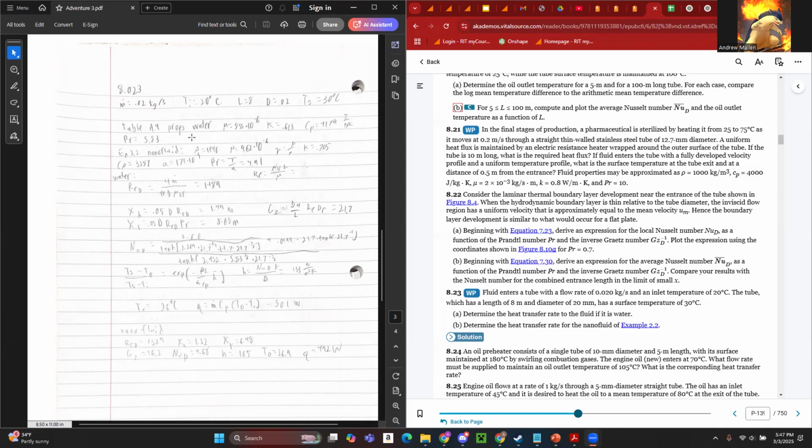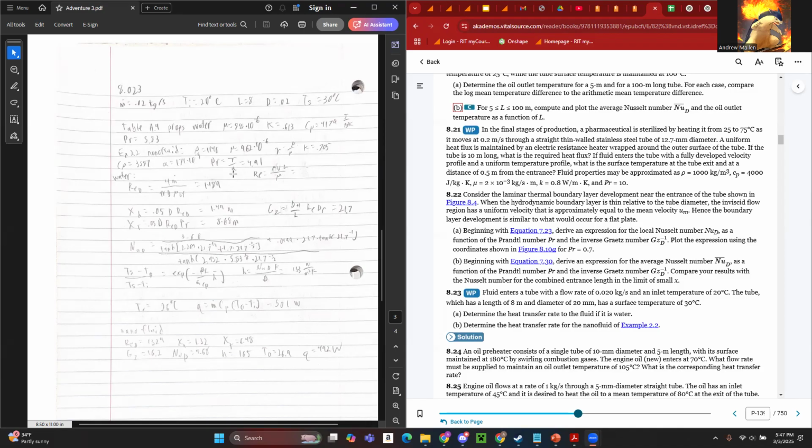a Prandtl number of 5.83. The nanofluid, according to example 2.2, has a density of 1146 kilograms per meter cubed, dynamic viscosity of 962 times 10 to the negative 6, same units as before, conduction coefficient of 0.705 watts per meter Kelvin, specific heat 3587 joules per kilogram Kelvin, a thermal diffusivity of 171 times 10 to the negative 9.